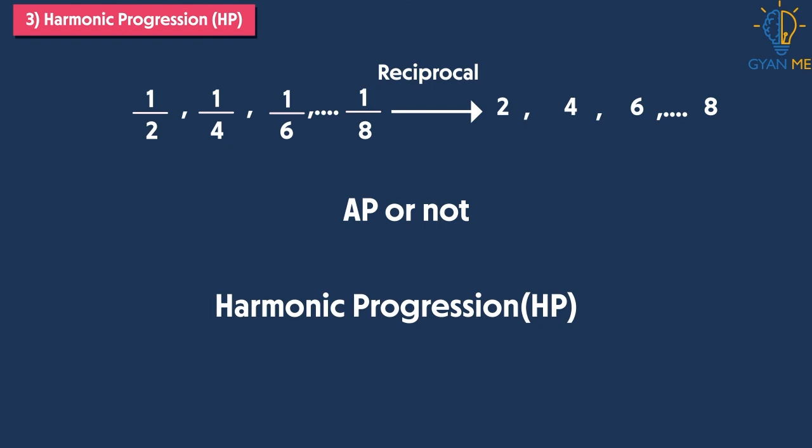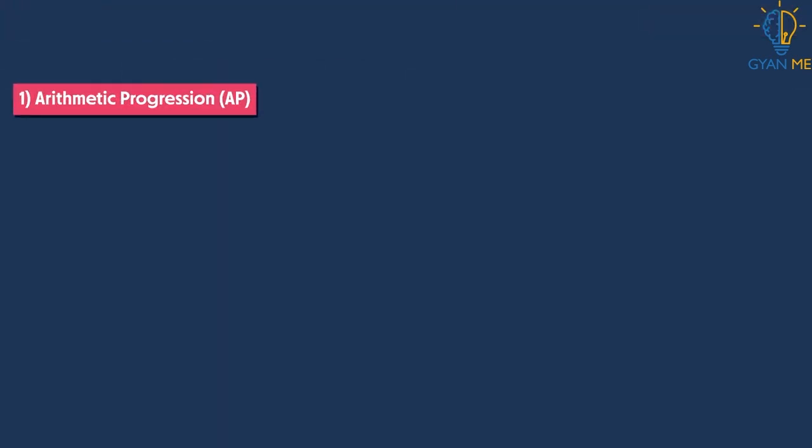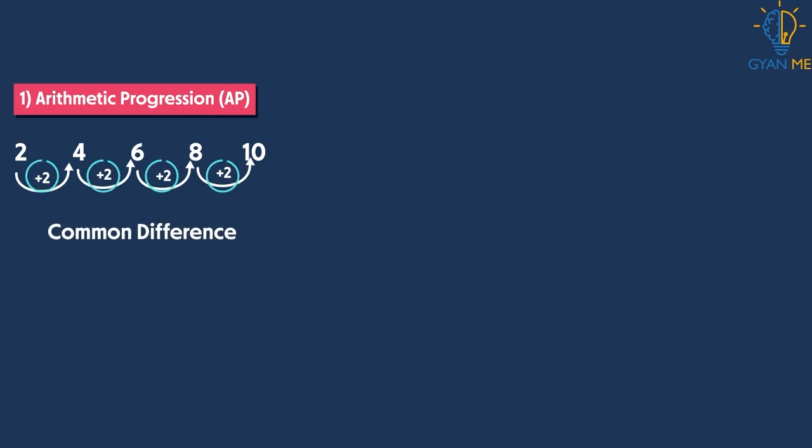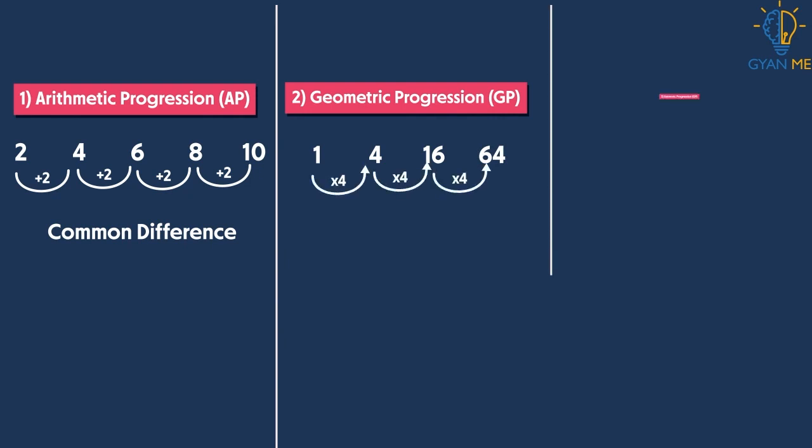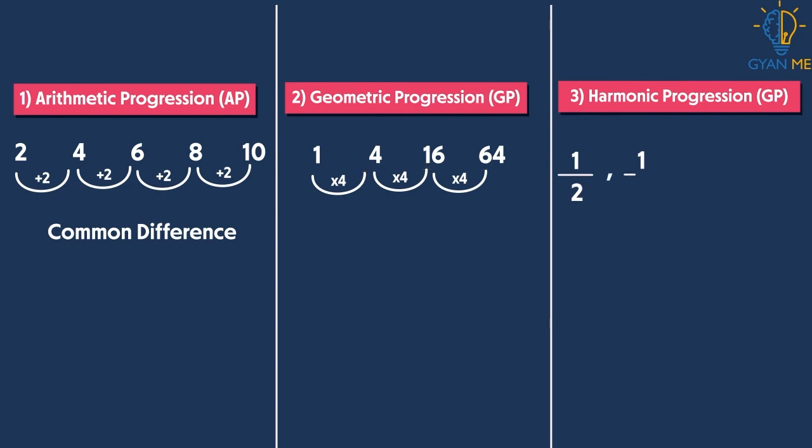Now since this is confusing, let's quickly have a bird's eye view of this concept again. In an arithmetic progression, each successive term is obtained by adding the common difference to its preceding term. For example, 2, 4, 6, 8, 10. In a geometric progression, each successive term is obtained by multiplying the common ratio to its preceding term, and the reciprocal of the terms of an arithmetic progression is a harmonic progression.